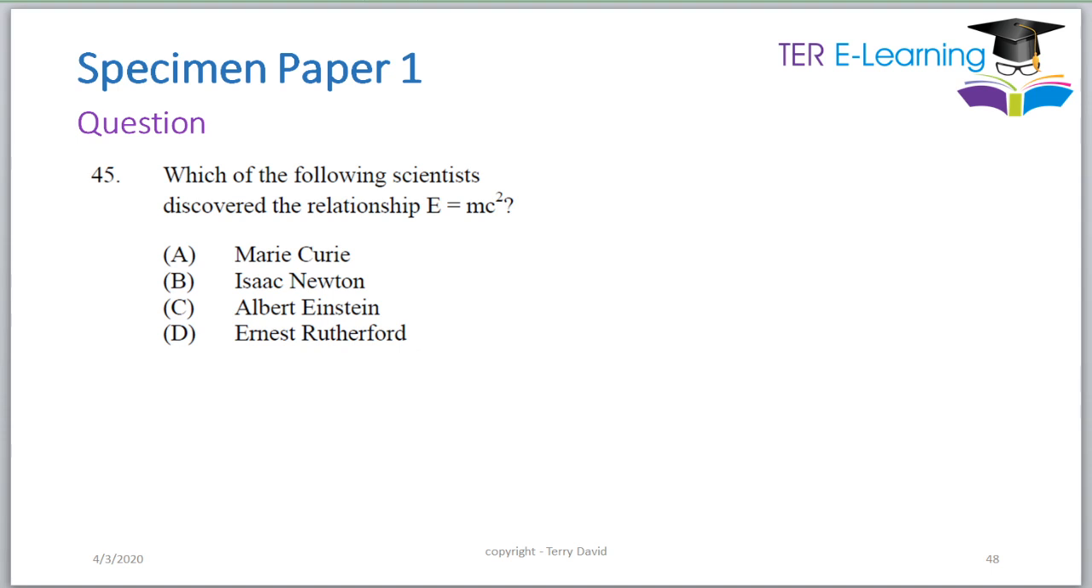This next one is 45. Right? This is one of those questions that they bring all the time. Which of the following scientists discovered the relationship E equals mc squared? And the scientist we're talking about here is Albert Einstein. Every child in primary school knows this. E equals mc squared. It's Albert Einstein.